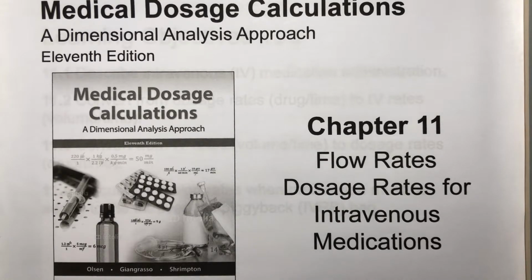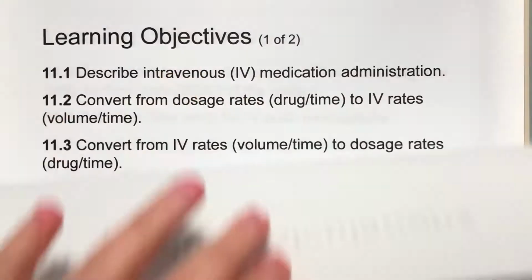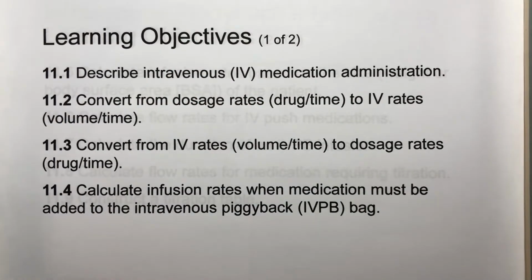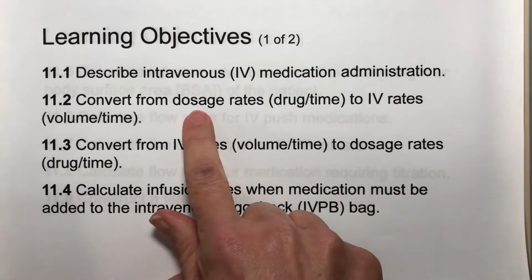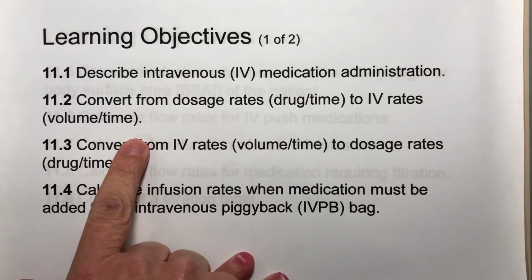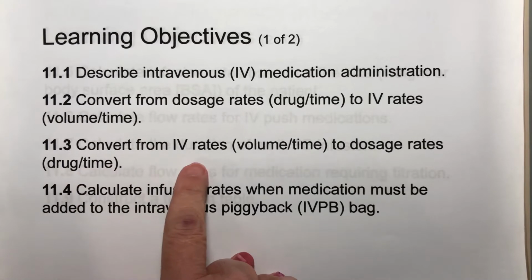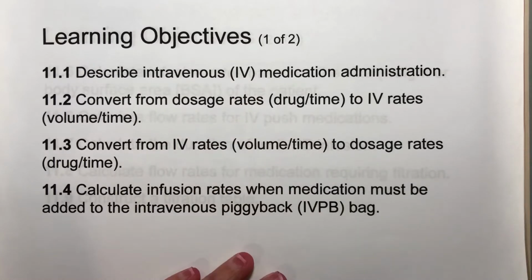Welcome to Chapter 11. This is a chapter about figuring flow rates, dosage rates for IV medications. So what we're going to learn is we're going to talk about the way IVs are administered. We're going to convert dosage rates, which is drug over time, to IV rates, which is volume over time. We're going to convert from IV rates, which is volume over time, to dosage rates. So we're just going backwards there.